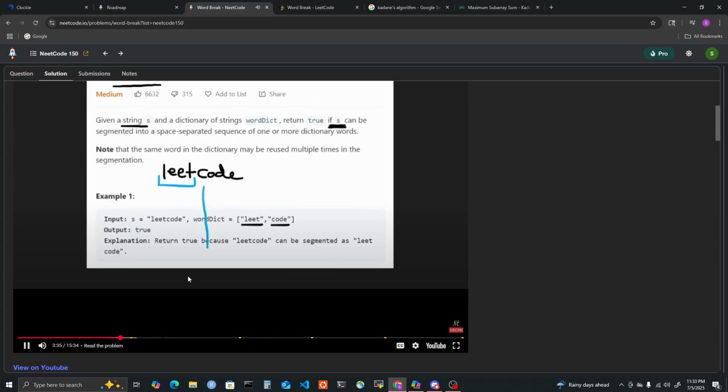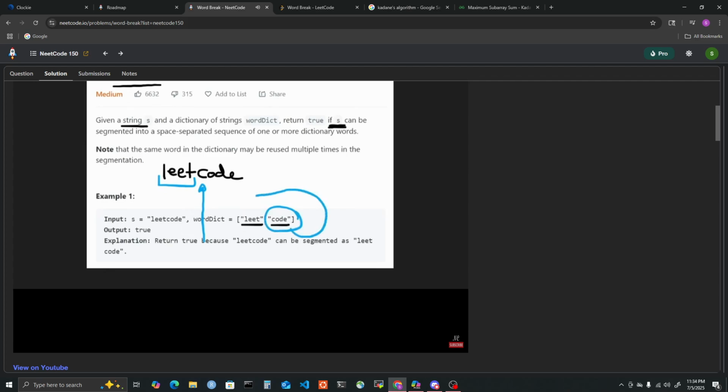That tells us now we have the same subproblem as before. We're going to start from this next position now and check. From here, we're basically doing the same thing. Does the first 4 characters match leet? This does not match leet. So now let's check the next word in our word dictionary and check whether that matches the characters over here. It does. We found code.